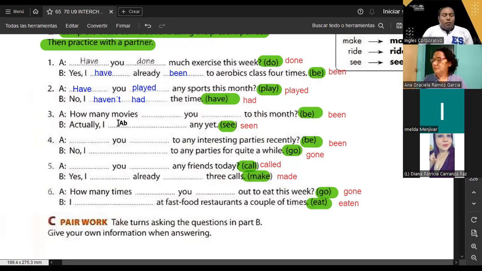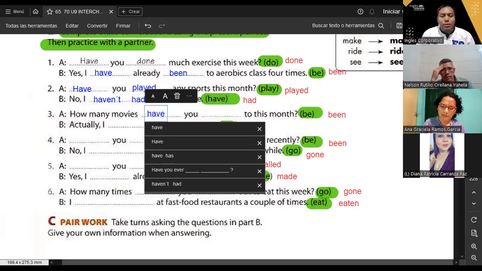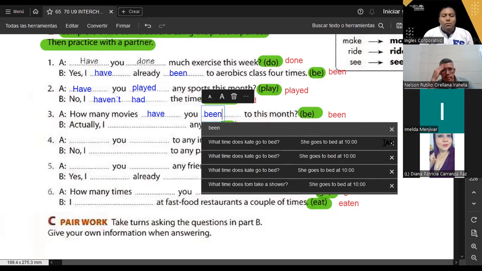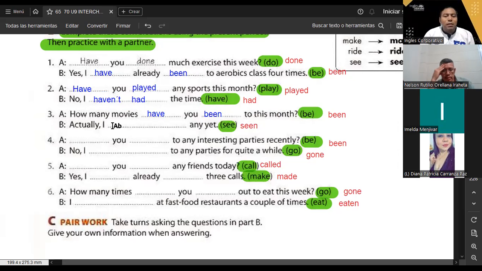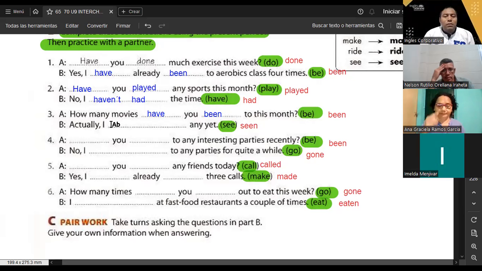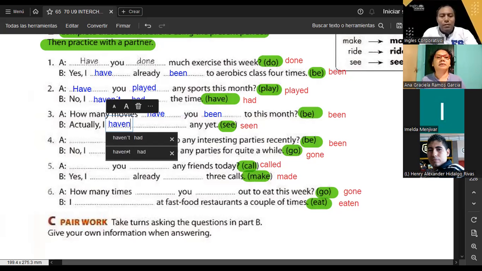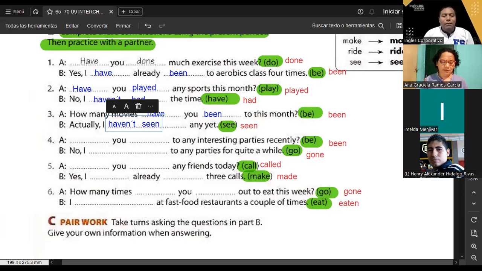Very good. Okay, how many movies have you been to this month? Actually, so, tenemos any y yet. Any lo usamos en las negativas y yet lo usamos en las negativas. Entonces, I haven't. I haven't seen, right? Very good.